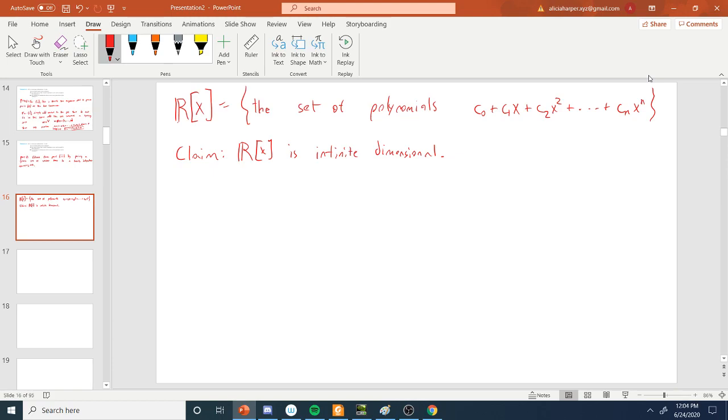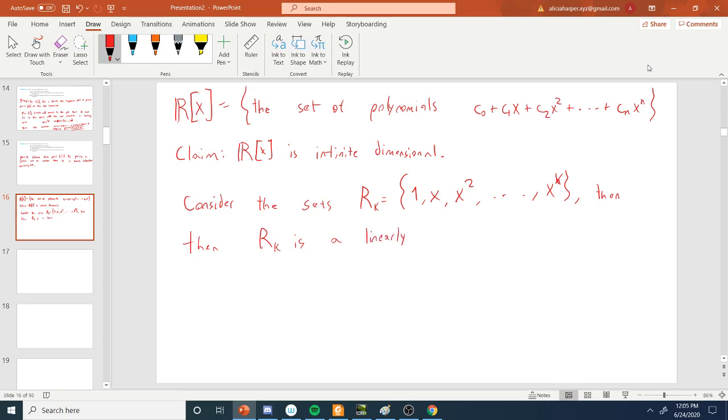So here's how we'll prove that. Consider the sets R_k, the set of polynomials 1, x, x squared, all the way up to x to the k. Then R_k is a linearly independent set.